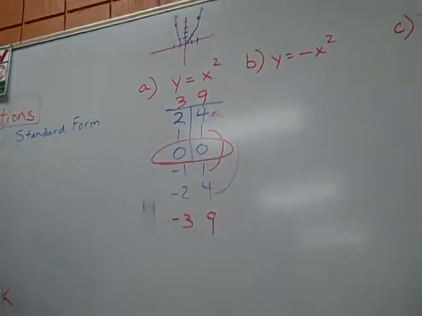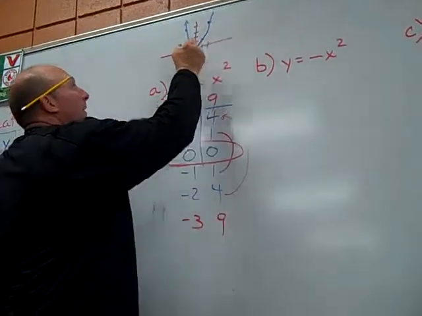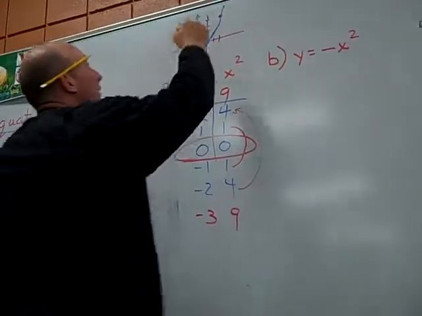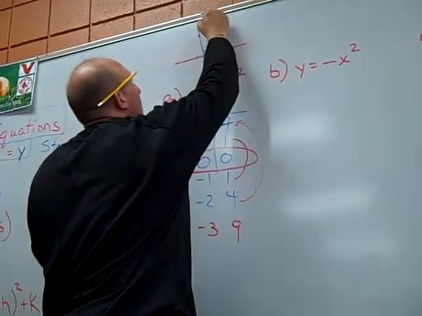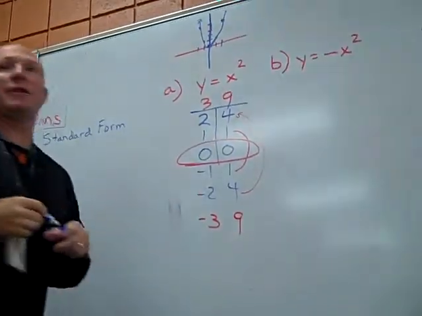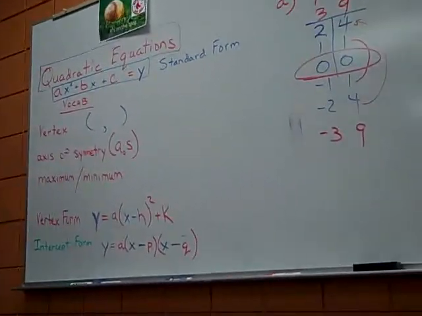Vertex. Where's the vertex? It is at 0, 0. But as I look at the picture, it's kind of in the middle. And what we can do is we can draw a vertical line right through the middle. Will it go through the vertex? That line is called your axis of symmetry.